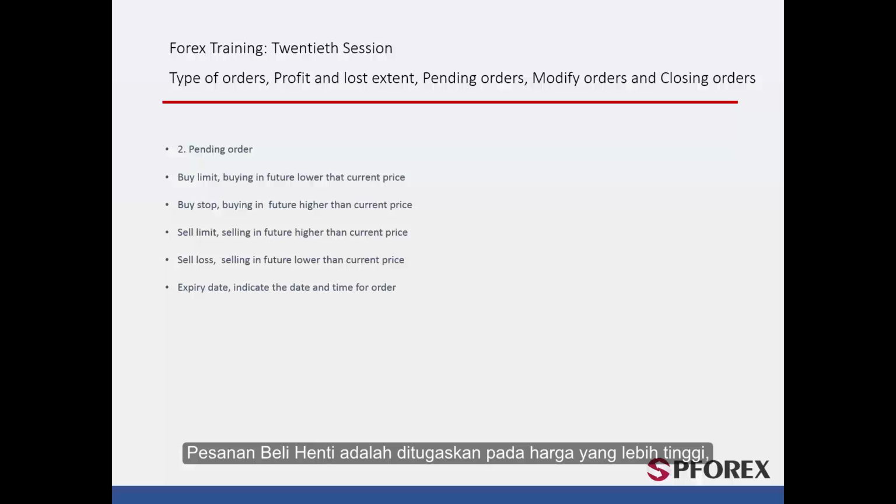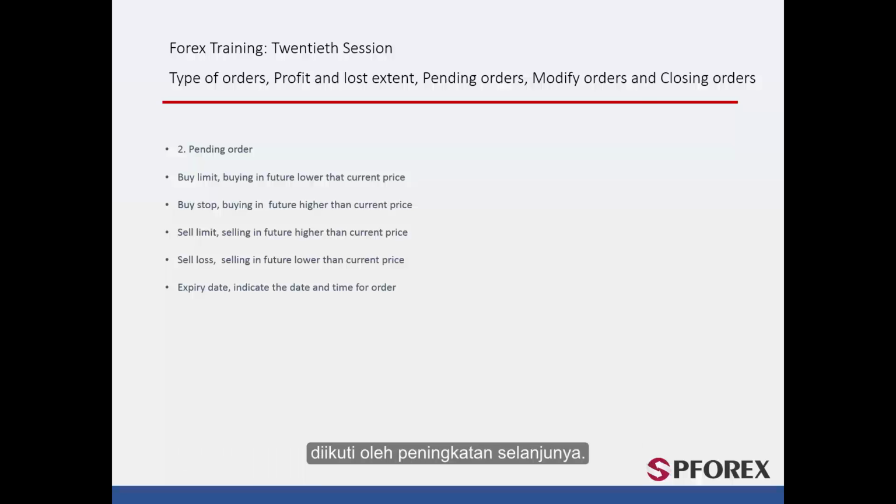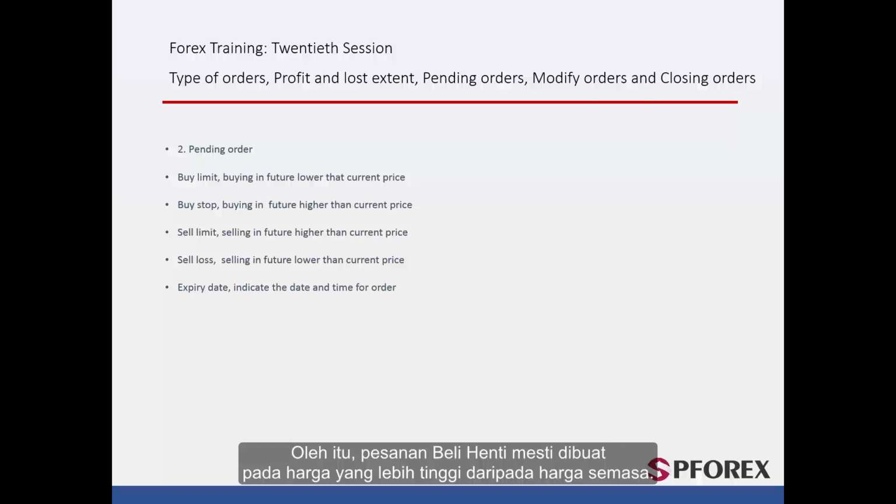Buy stop orders are assigned at a higher price, when a trader predicts that the market price will go up to a certain amount followed by a further increase. Therefore, a buy stop order must be placed at a price higher than the current price.